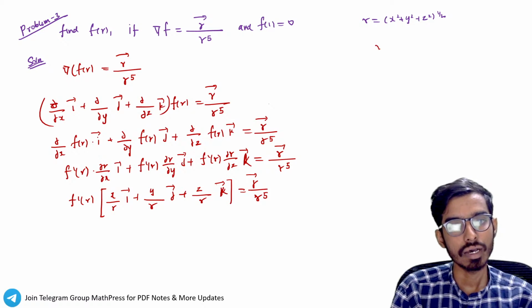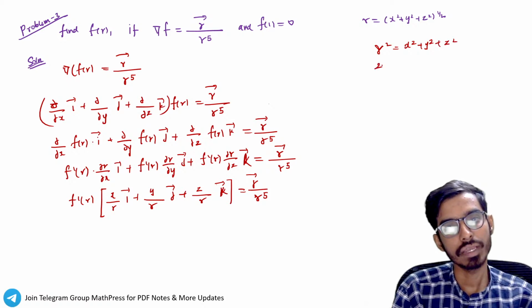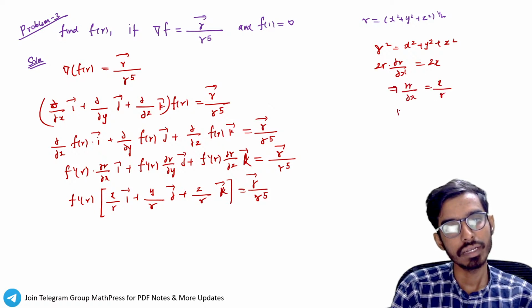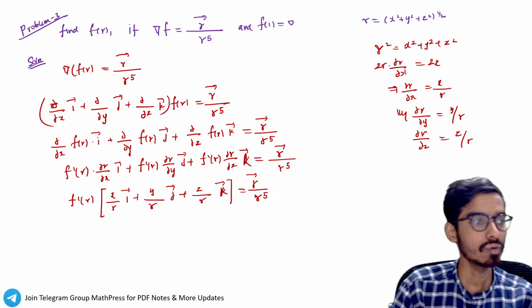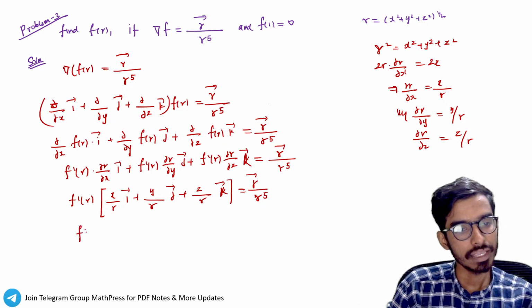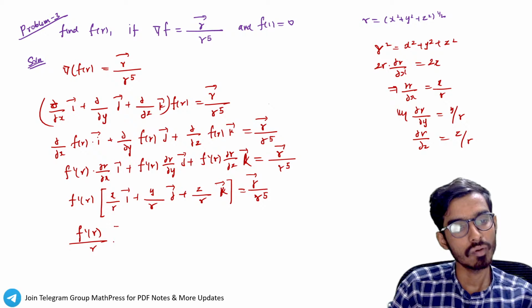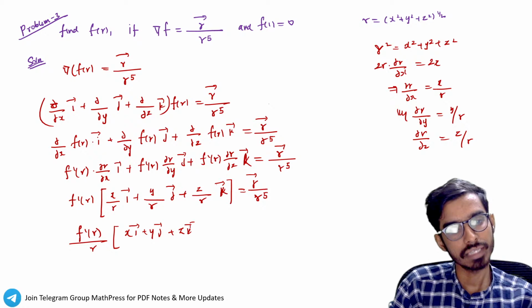So we know r square is x square plus y square plus z square. So 2r dou r by dou x is 2x. So this implies dou r by dou x is x by r, and similarly dou r by dou y is y by r, dou r by dou z is z by r, right? We already know this with respect to x, with respect to y, with respect to z. Now f dash of r, so we take this 1 by r outside, we have xi plus yj plus zk is equal to r vector by r power 5.